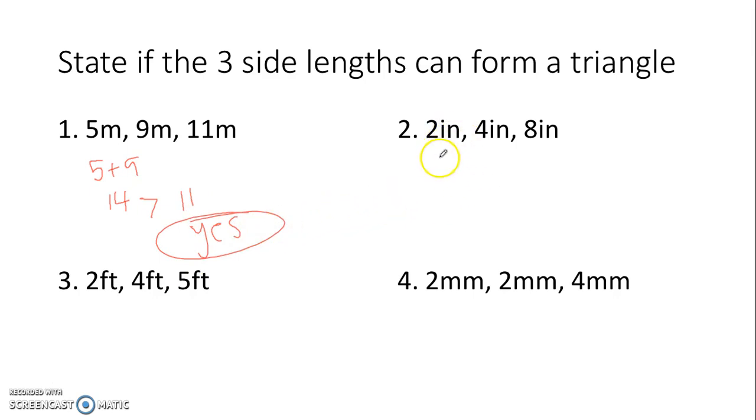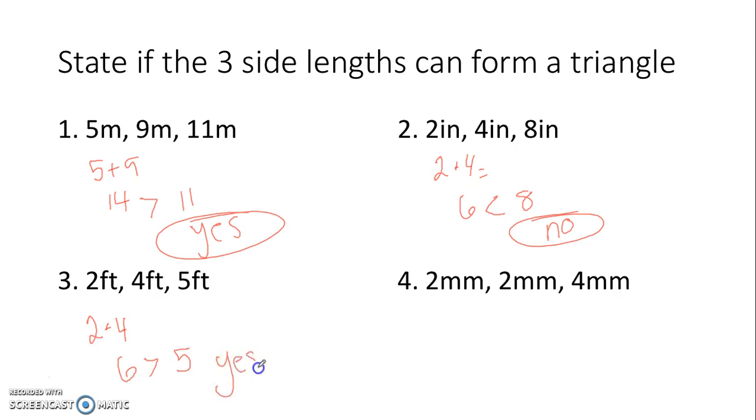On this one, we have 2, 4, and 8 inches. So 2 plus 4 is equal to 6. And we're asking ourselves, is 6 greater than 8? No, it is not. It is less than 8. So no, it does not form a triangle. Our third set of measurements has 2, 4, and 5 feet. So we have to add together the two smaller sides. 2 plus 4 is 6. Is 6 greater than 5? Yes, it is. So yes, that does make a triangle.